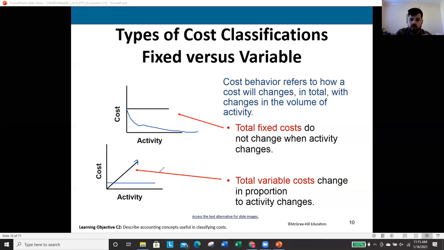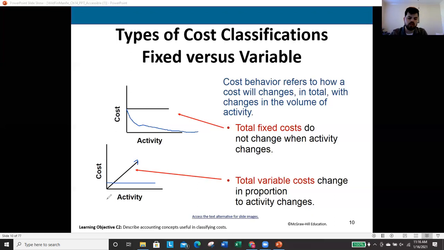The 10,000th tire costs you $5. But in total, your total cost for those variable items is increasing. So with 1 tire, your total cost is $5. With 10 tires, your total cost is $50. And so you see that coming through.